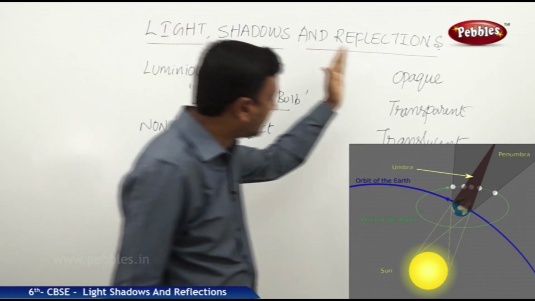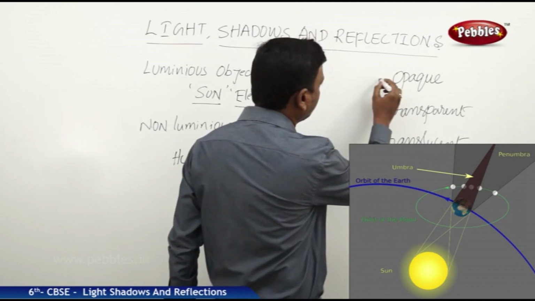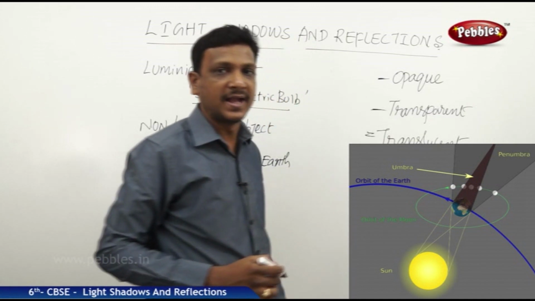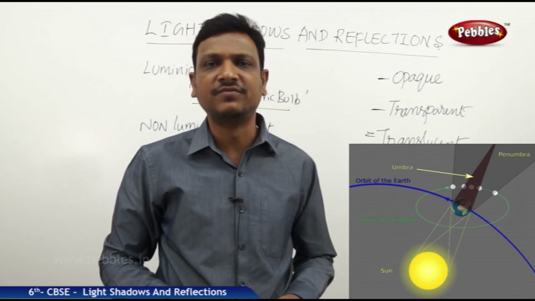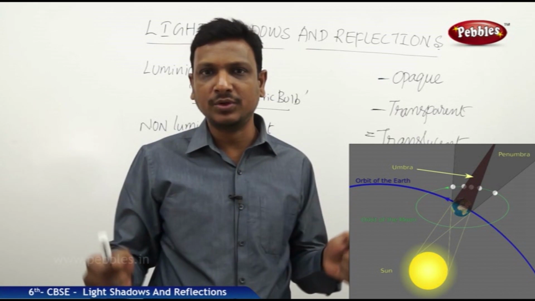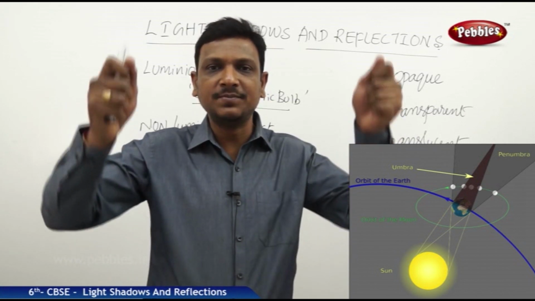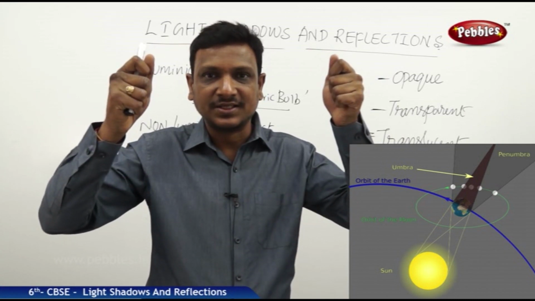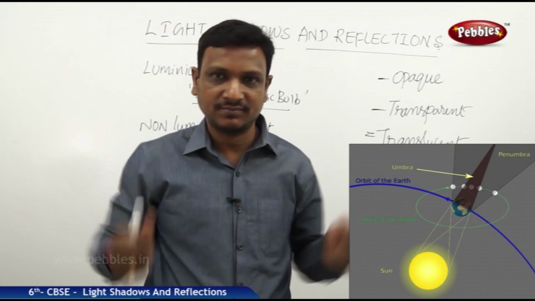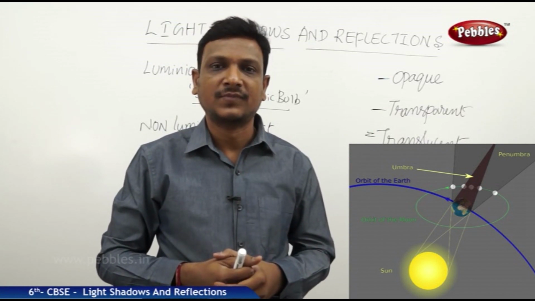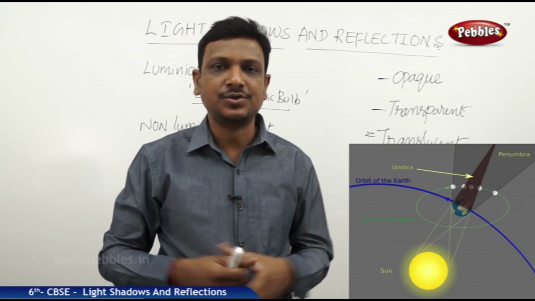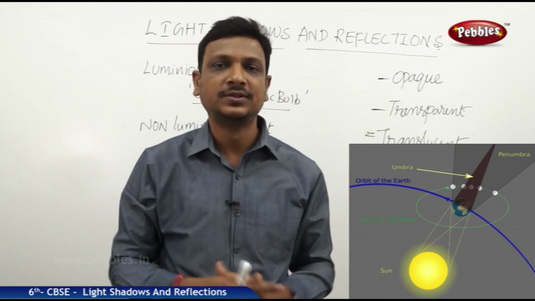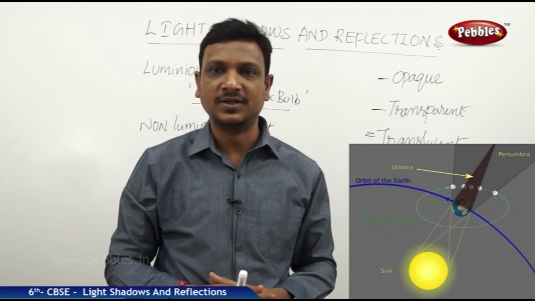Now let us go to the other three terms that are important that we must know. One is opaque body. Opaque. So what is opaque? It's a property of a material. If you take a cardboard or a wooden plank, if you keep the wooden plank just in front of your face, can you see what is on the other side? No. Okay. So you are driving a bike. If you keep one wooden plank in front of you, can you see the road? It's not possible.